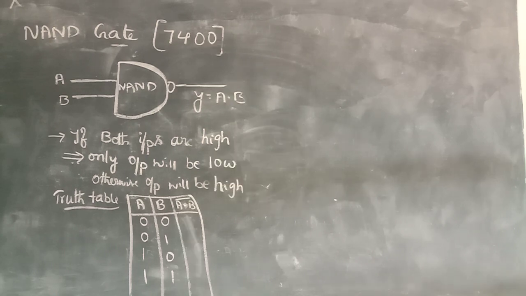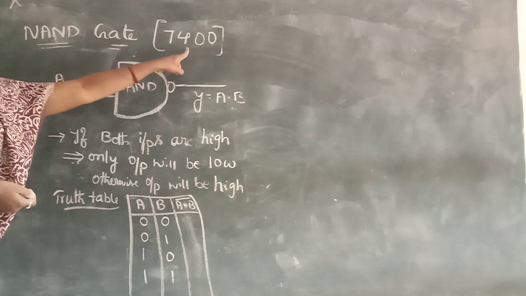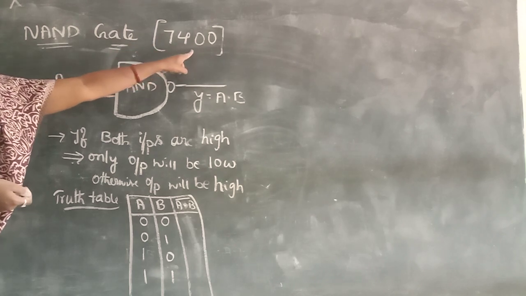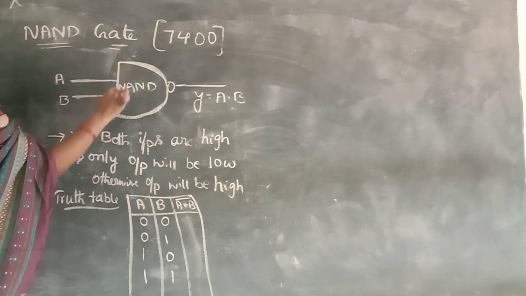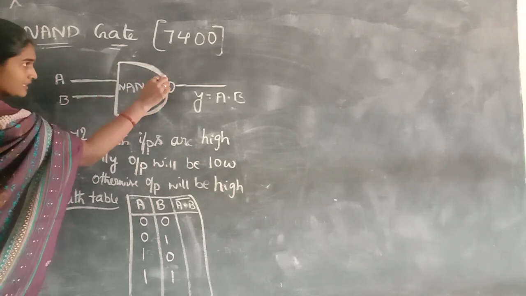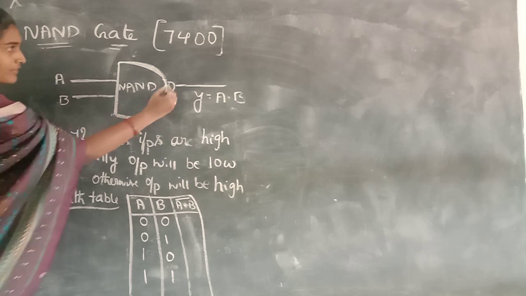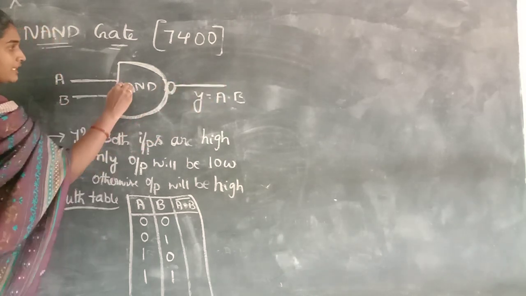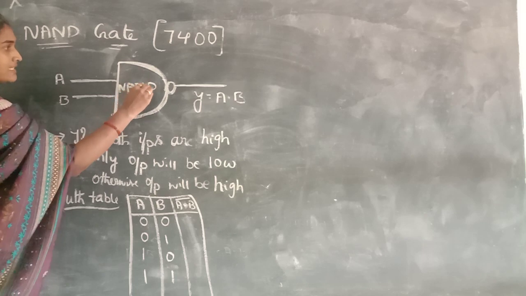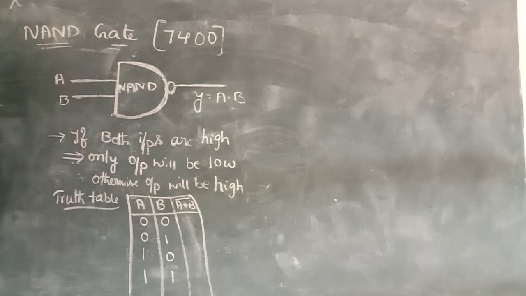Next one is the NAND gate. The IC number of the NAND gate is 7400. Here is the NAND schematic symbol: an AND with a bubble. AND with a bubble, we call it the schematic symbol of the NAND gate.